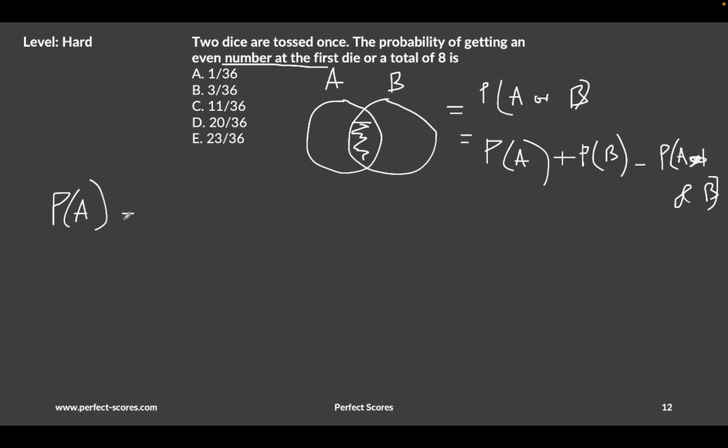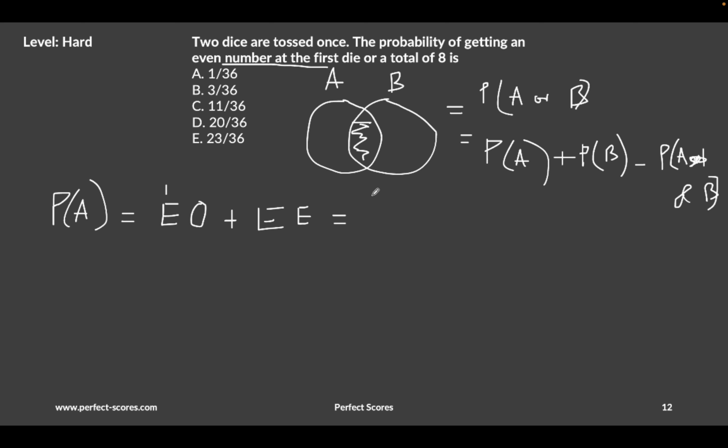So the probability of getting an even number on the first die is that you get an even number on the first die and an odd number on the second die, or you get an even number on the first die as well as an even number on the second die, right? So what's the probability of getting an even number on a die?